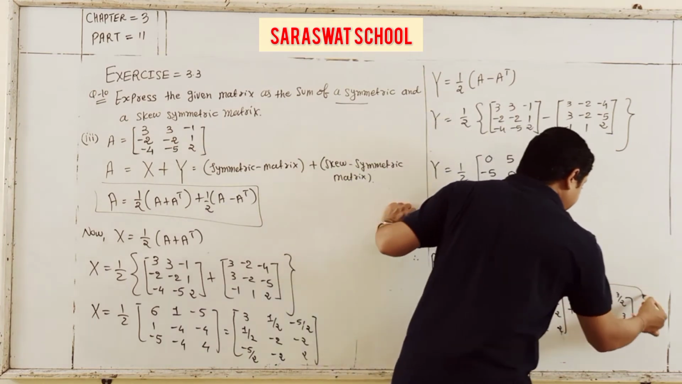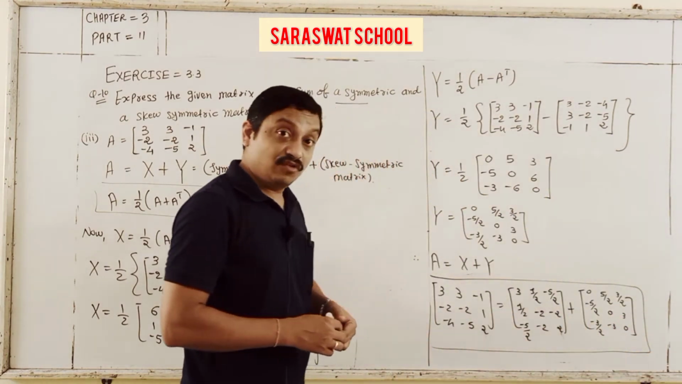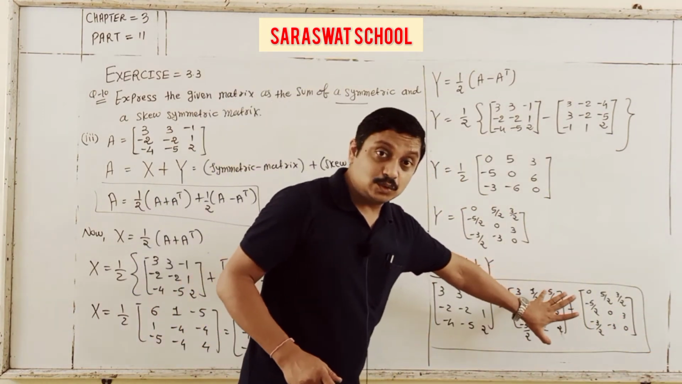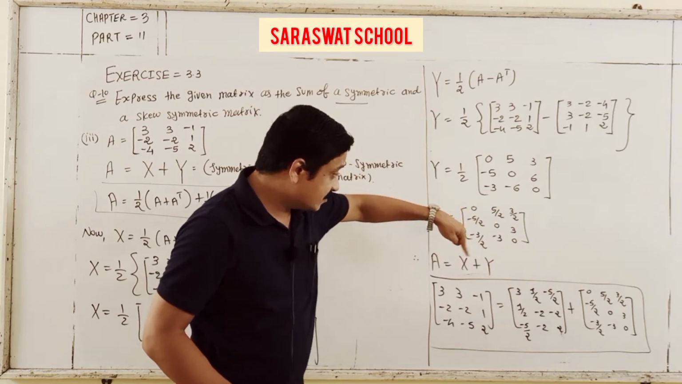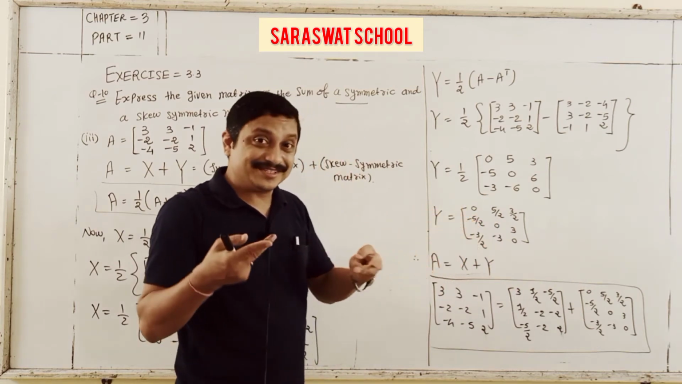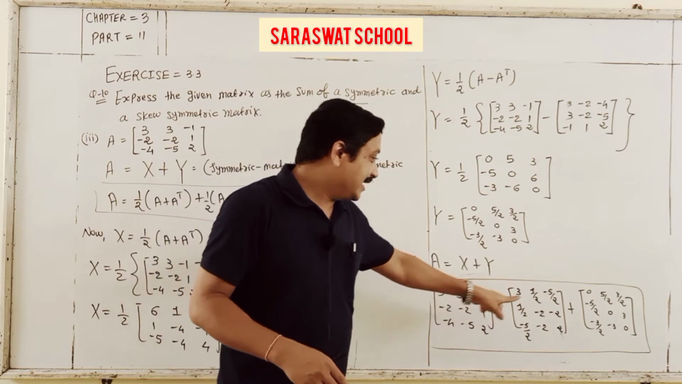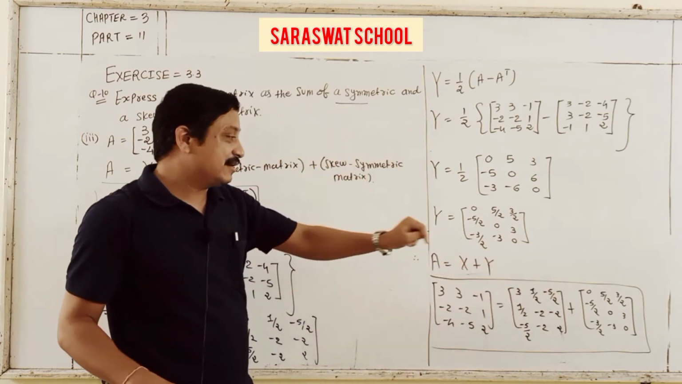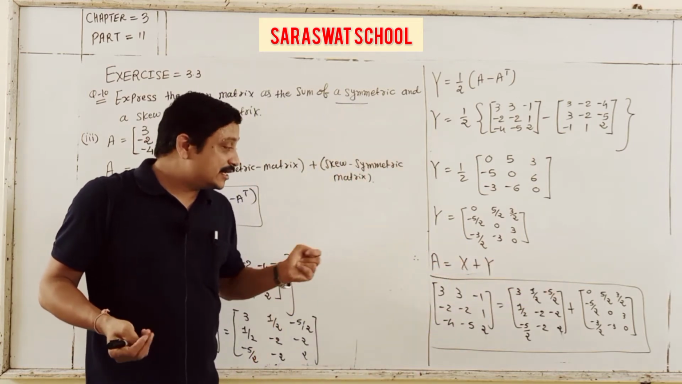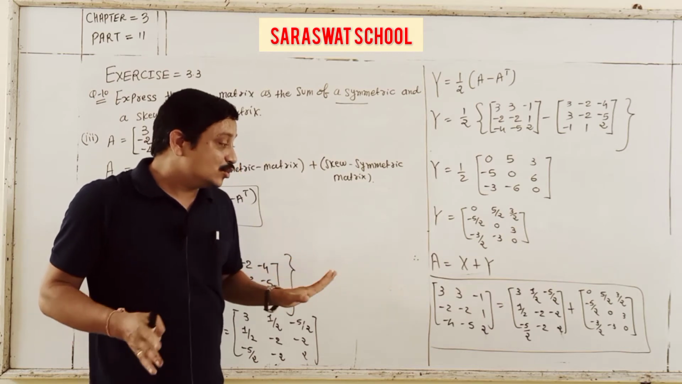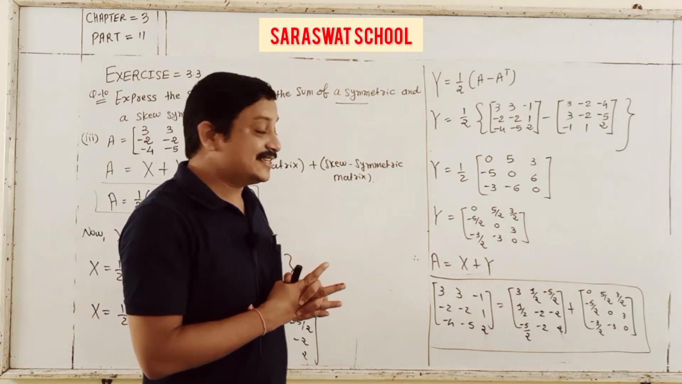You also check that your addition is fulfilled from the right side to the left side. 3 plus 0, 3, 5 by 2 and 1 by 2, 6 by 2, it means 3, and minus 1 plus 3, minus 5, and plus 3, minus 2 by 2, minus 1. All the data checks. You just verify whether the answer is the same or not.